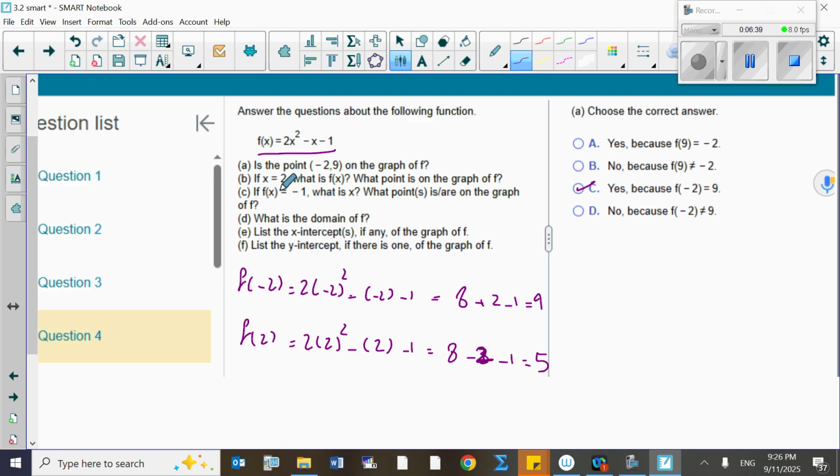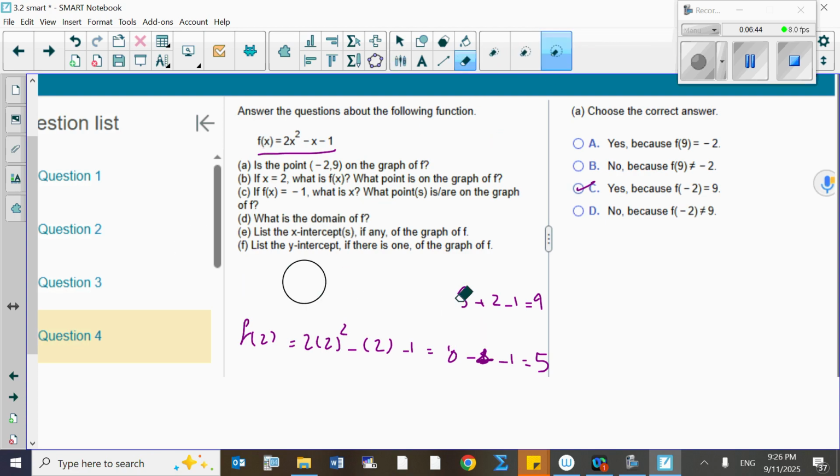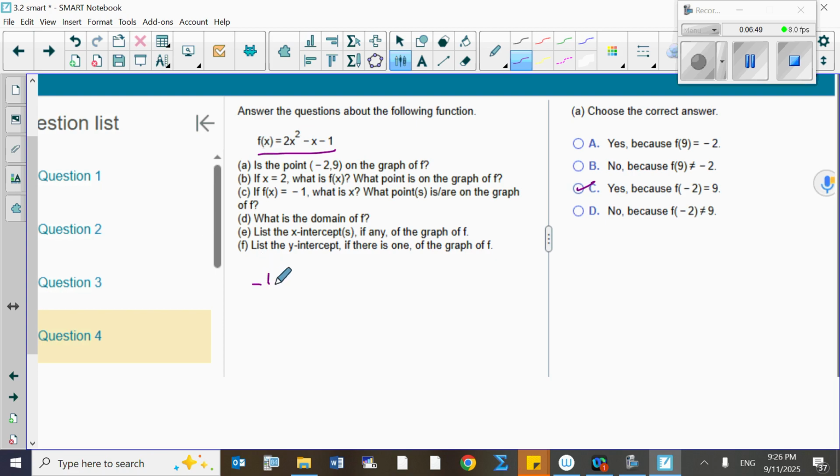In this case, the y value is -1, and we're looking for x. So this time, I'm gonna set f of x equal to -1, which is this 2x squared minus x minus 1 is equal to -1. Now I'm going to solve this for x. So the -1 cancel. So I will have 2x squared minus x equal to 0.